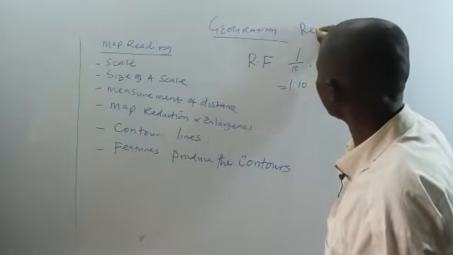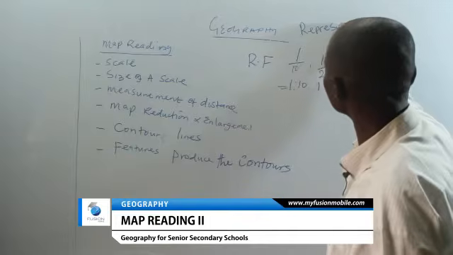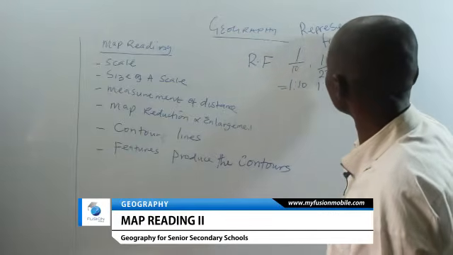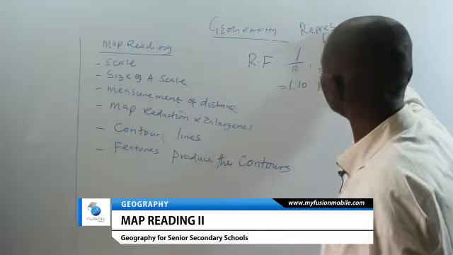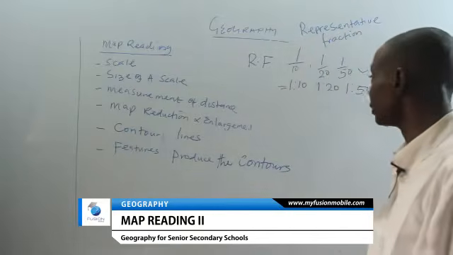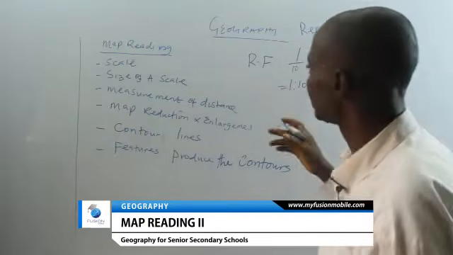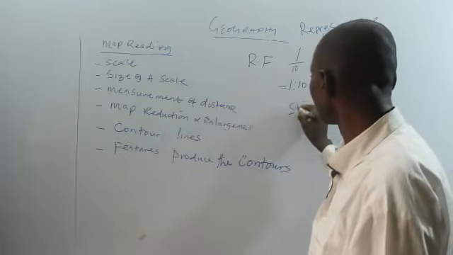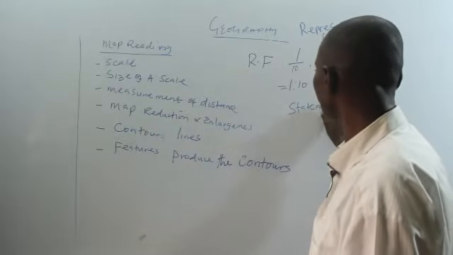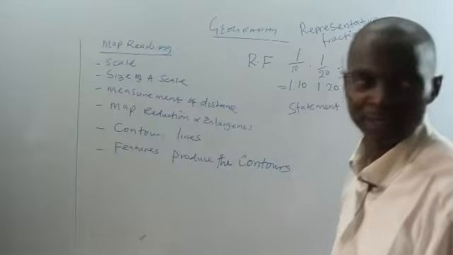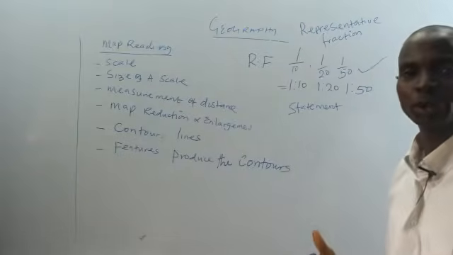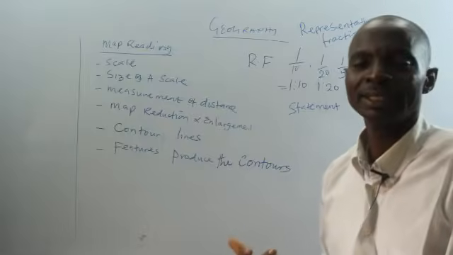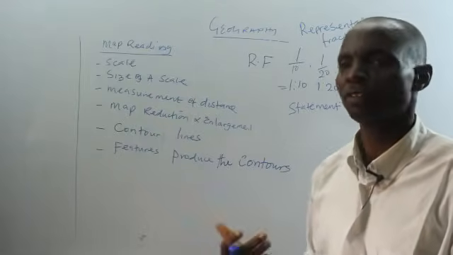That is representative fraction scale. Then the number 3 type of scale we discussed in our previous class is the statement scale. A statement scale is a type of scale that is stated in a statement form.